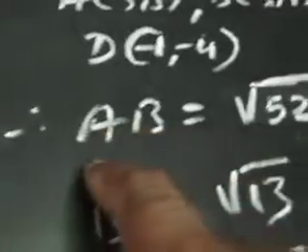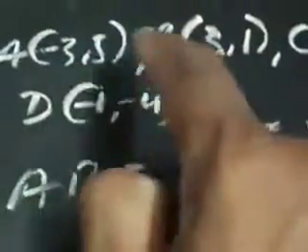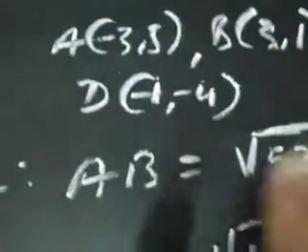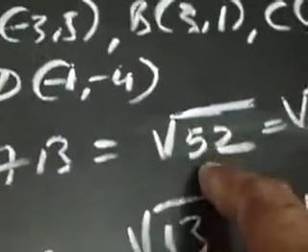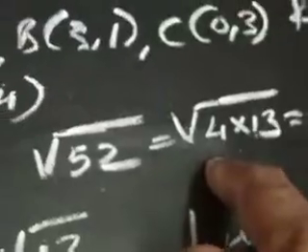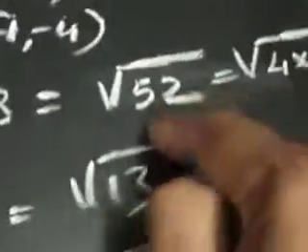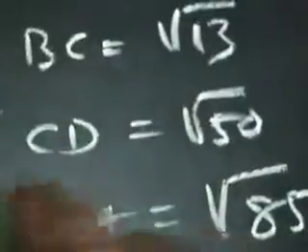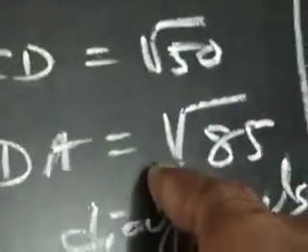So it is A, B, C and D. Again we find the distance between the 2 points, AB, BC, CD and DA, as per the distance formula, with the vertices as given. AB is equal to under root 52. On simplification, 4 13s are 52, so we get 2 under root 13. Then BC is under root 13, CD is equal to under root 50 and DA is equal to under root 85.